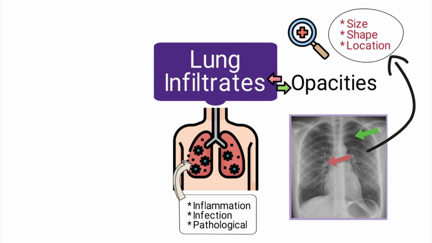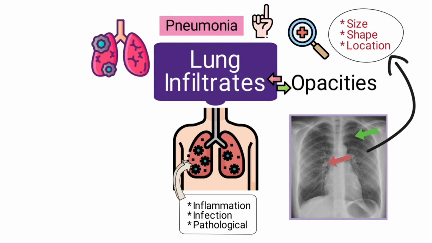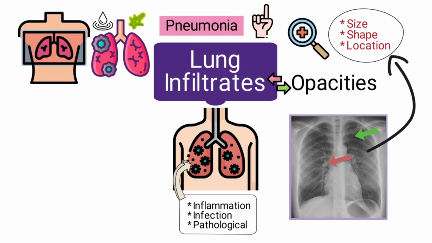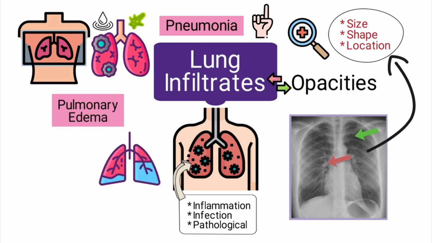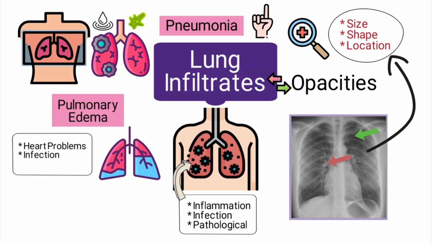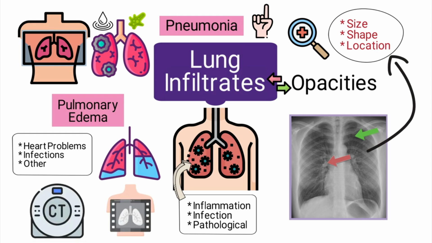underlying condition. One common cause of lung infiltrates is pneumonia, an infection that inflames the air sacs in one or both lungs. In pneumonia, the air sacs may fill with fluid or pus, creating the appearance of infiltrates on imaging studies. Another condition associated with lung infiltrates is pulmonary edema, where excess fluid collects in the lung's air sacs due to heart problems, infections, or other causes. This condition also leads to the appearance of infiltrates on chest X-rays or CT scans.